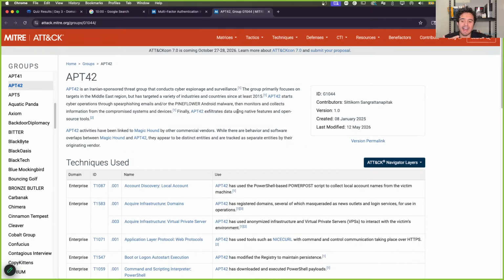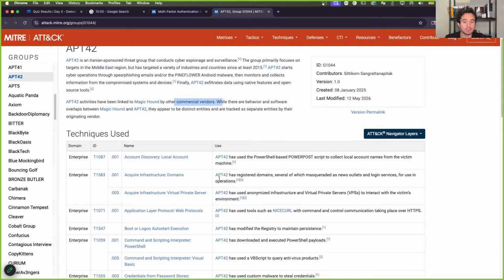So let's say I am an organization that is worried that I could be targeted by APT 42. For whatever reason, they attack my industry. It would tell you here if they have a specific industry they target. But anyways, you can see how this can help us. It can start saying, okay, here are the techniques they use. And here it's saying they typically start cyber operations with a spear phishing attack.